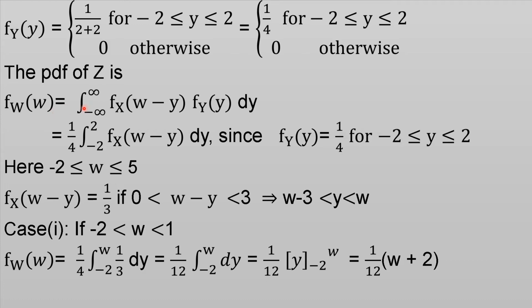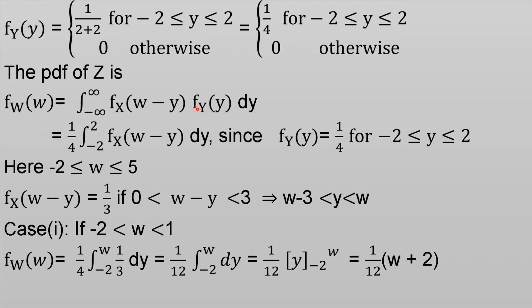In the previous question we used that convolution integral in some other form. In this case we have taken another formula. It doesn't matter which form you take; we can take any form for the convolution of the probability density functions of X and Y. So the integral from minus infinity to plus infinity of f_X of (w minus y) f_Y of y dy.